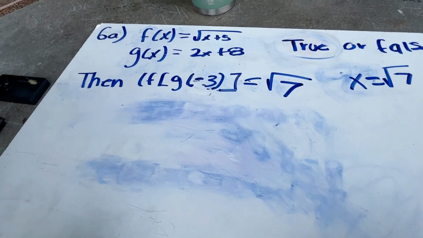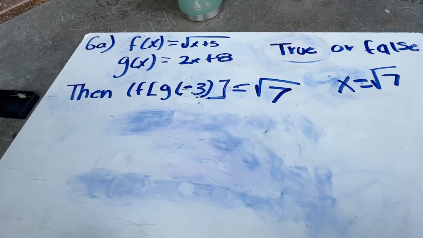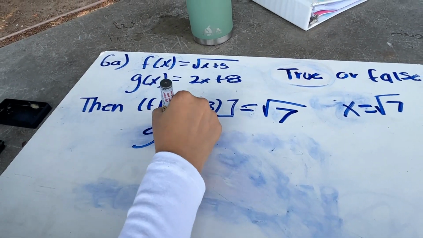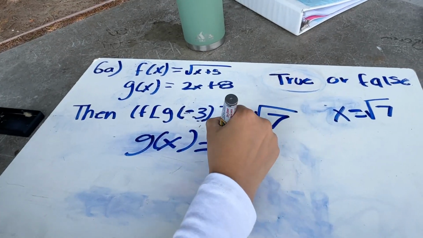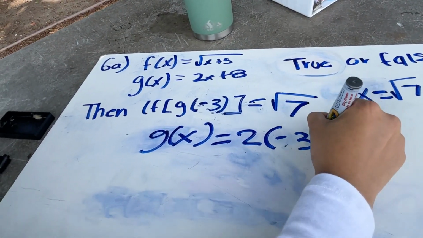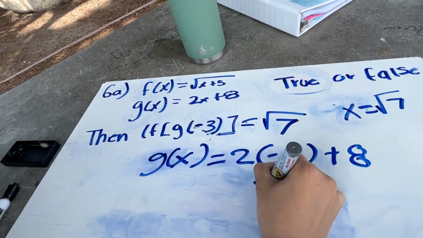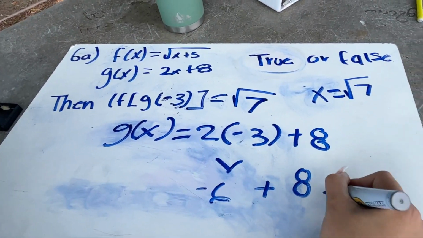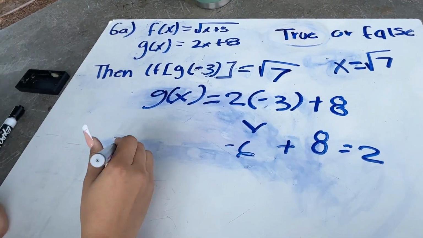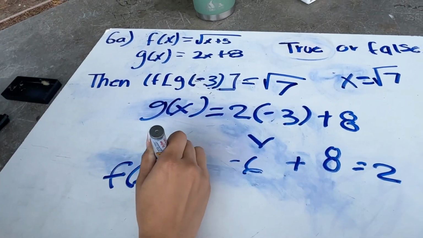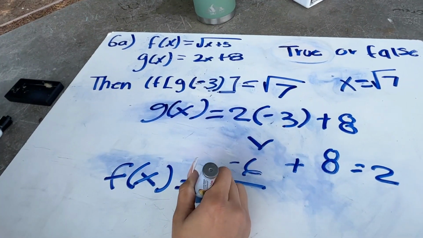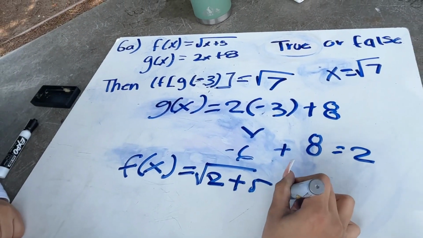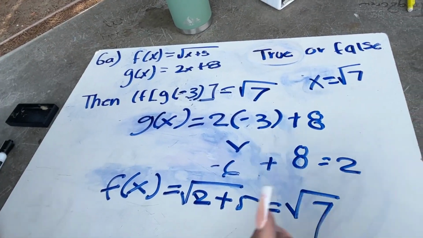In the equation, g of x is already given to us. It is negative 3. So we're going to write down g of x equals 2 times x plus 8. We're going to substitute that with the negative 3 plus 8. 2 times negative 3 gives us negative 6 plus 8 that gives us positive 2. And then we're going to write down f of x equals square root of x plus 5. We're going to substitute the x with the 2 plus 5 that gives us square root of 7. Therefore it is true.